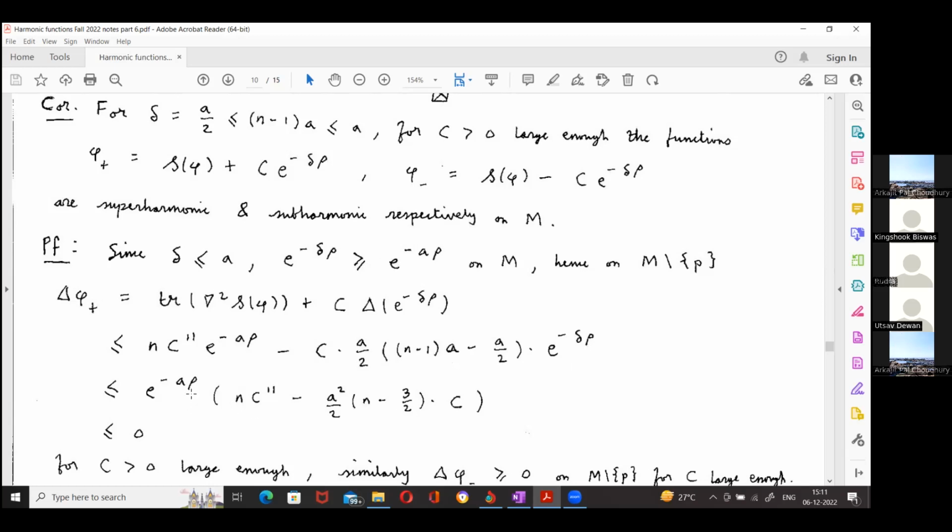So then I'll get e to the minus a rho into nc double prime minus, what will I get here? So here I'll get n minus 3 halves into a and then into a. So I'll get a squared over 2 into n minus 3 over 2 into this constant c. Now c double prime is fixed, a is fixed, n is fixed. So if I choose c large enough, then this term in brackets is negative, right? So therefore the whole thing will be less than or equal to 0.